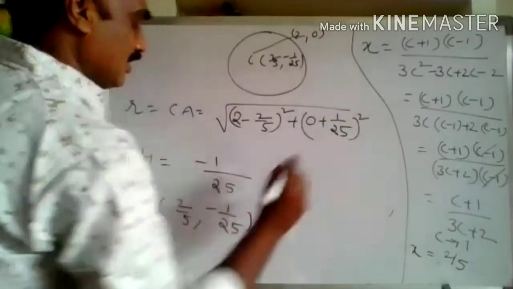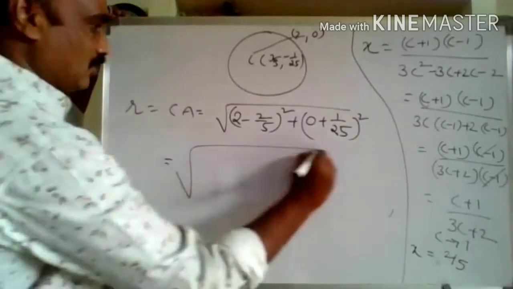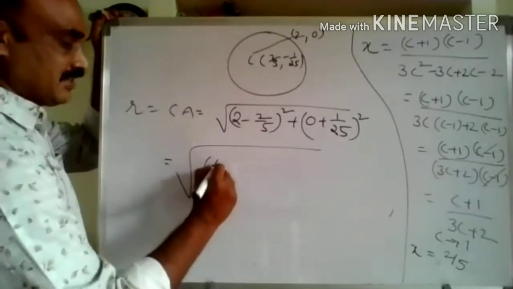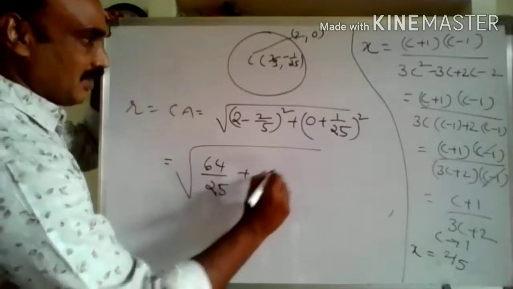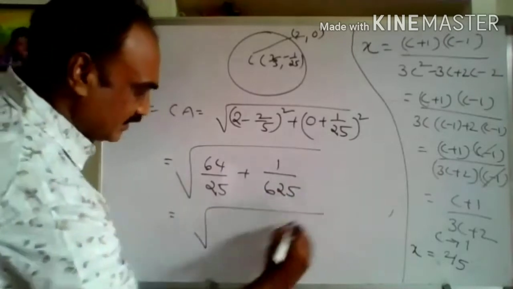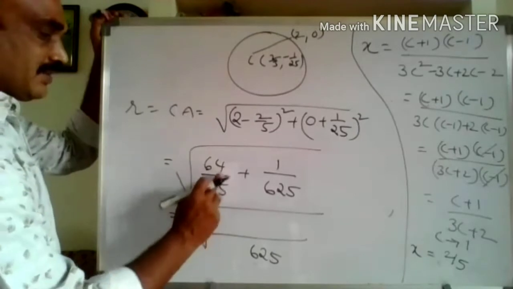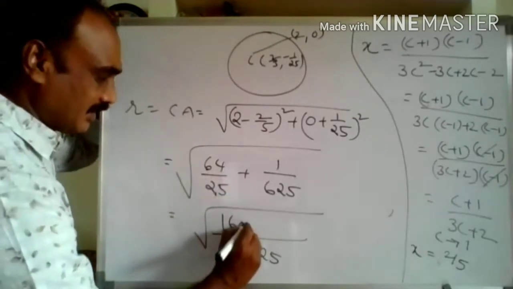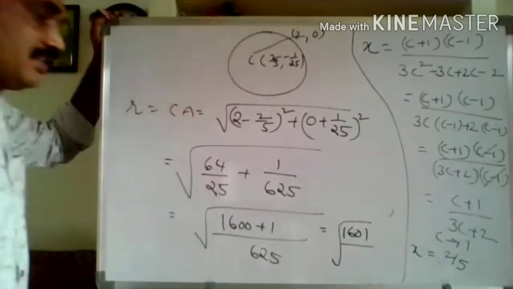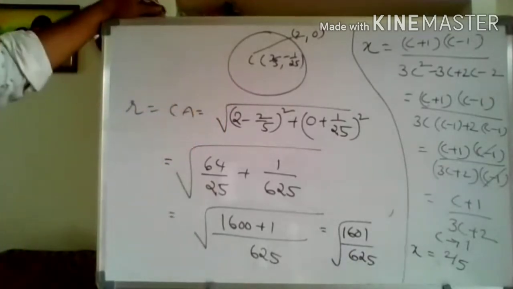Next, calculate the radius. It is equal to the root of (2 minus 2/5), that is 10 minus 2, 8/5 whole square, so 64/25, plus (1/25) whole square, which is 1/625. Taking the LCM, 625: 64 into 25 is 1600, plus 1. So the radius is equal to the root of 1601/625. This is the radius.